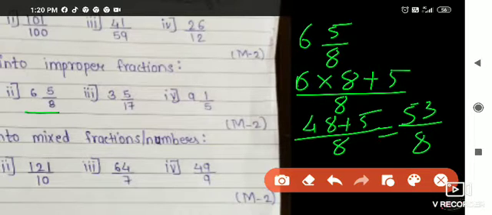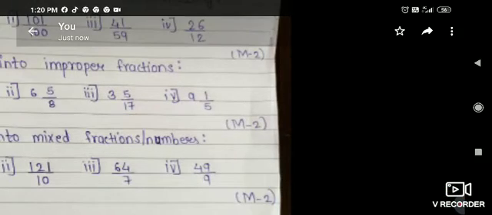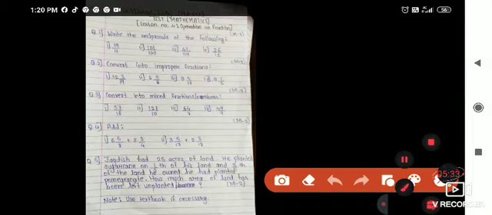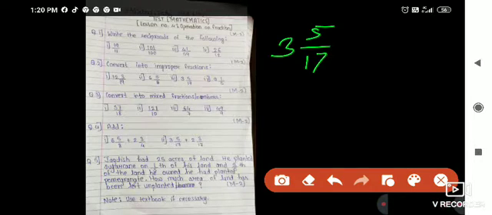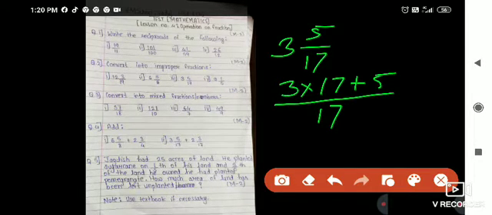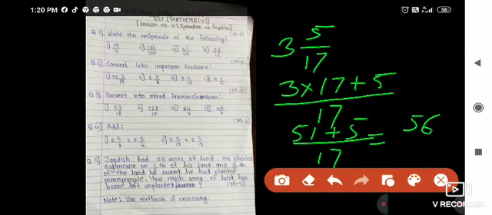Okay, same way you have to solve 3 integer 5 upon 17. We will solve it. So here 3 integer 5 upon 17. How do we do it? 3 into 17 plus 5 upon 17. Okay, 3 17s are 51 plus 5 upon 17. So 51 plus 5 is equal to 56 upon 17, which is the answer for this question.